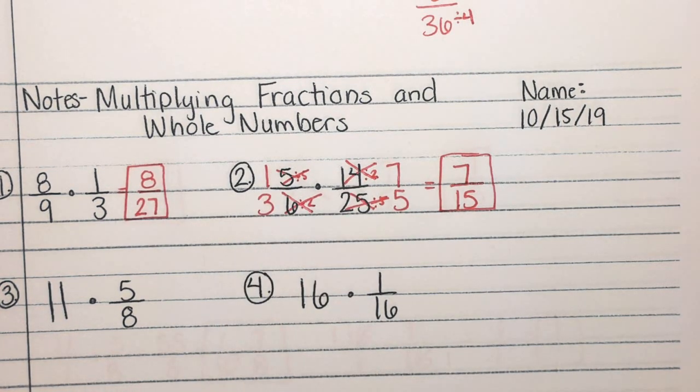The only rule is you can only simplify top with bottom. They have to be on opposite. I can't do top and top. I can't do bottom and bottom. They have to be opposite. All right, that's a really good question.